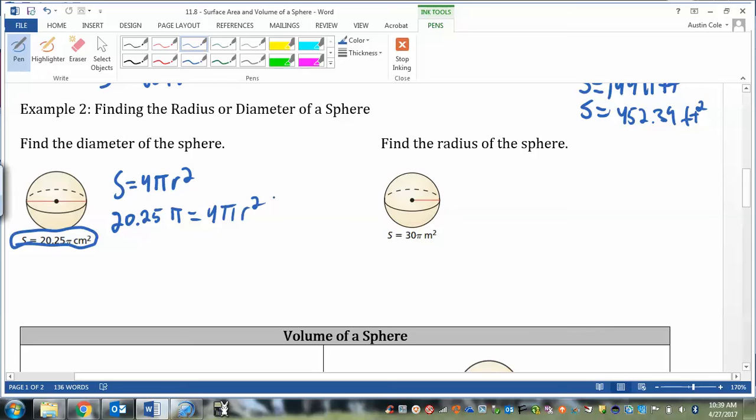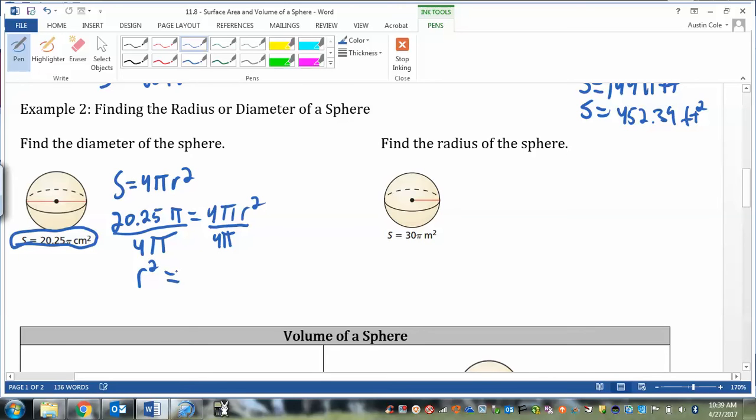What should we do first? Jordan, what do you think? Divide by 4 pi. I agree. Divide each side by 4 pi. If you prefer, you can divide by 4 and then divide by pi. You'll get the same answer. If you're using the calculator, though, make sure that you put the pi in parentheses. Otherwise, it won't work. Okay, so r squared, what'd you guys get there?